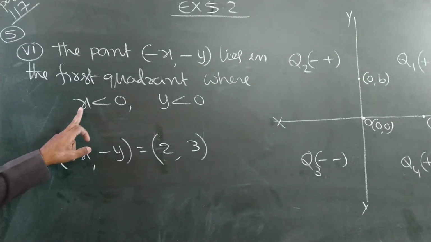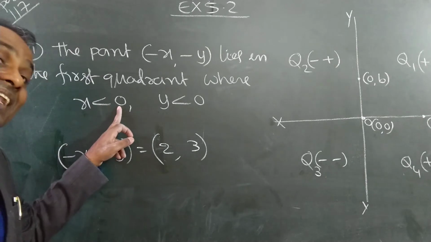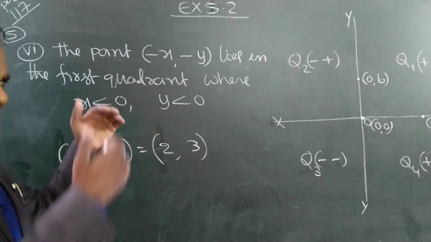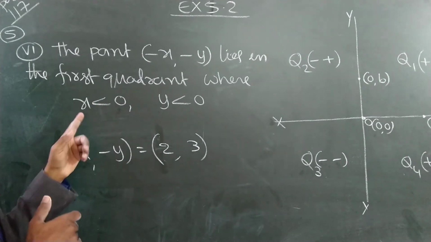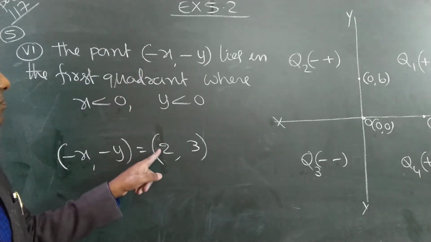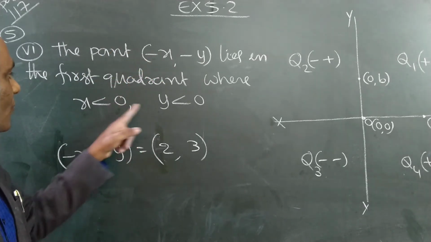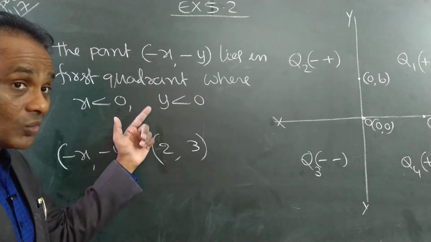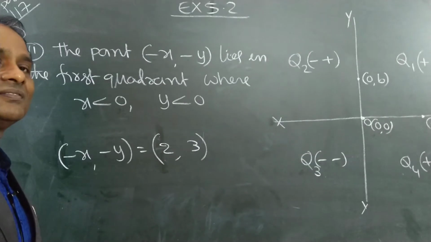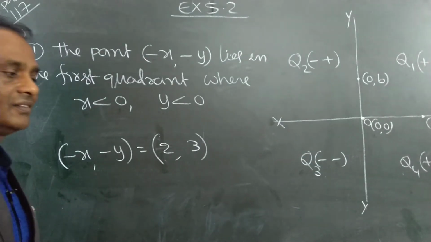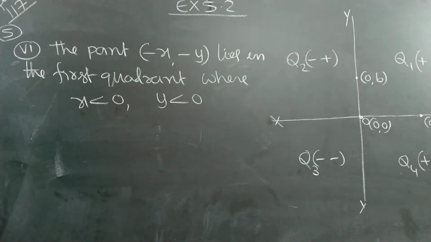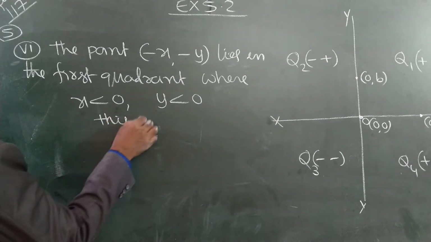Because x is less than 0. x less than 0 means a negative number, always negative. So x is negative. Already minus is there; minus of this minus will become plus. y is less than 0, which means negative. So minus of this, minus of minus is plus. Therefore, the given statement is correct. This is true.